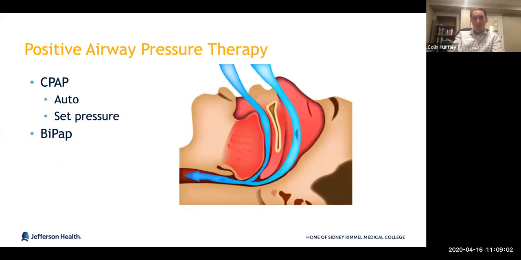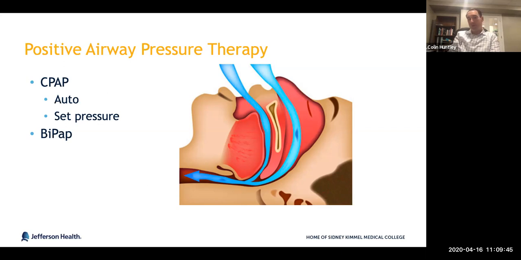So positive pressure therapy is our common first modality of treatment. This can be either CPAP, which is continuous positive airway pressure, and that means that it's one pressure through both the inspiratory and expiratory phase of the airflow cycle, or the breathing cycle. This can be an auto CPAP, meaning that pressure fluctuates throughout the course of the night, depending on how much apnea there is or how much airway obstruction there is. Or it can be set pressure, where you set it to a specific centimeter of water, 9 centimeters of water, 10 centimeters of water, whatever is selected, and it stays at that pressure all night.